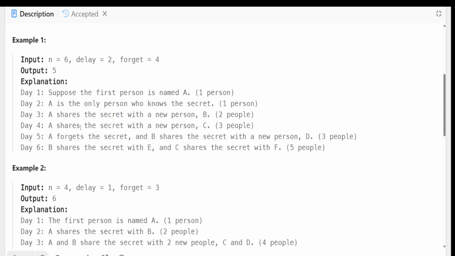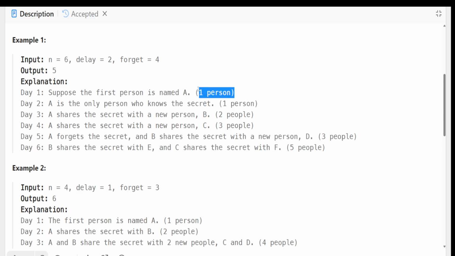So if you see the question, when we are at day 5, right? Day 5. Okay, so when we are at day 5, we know that we are taking the previous people also, right? So these things, as you can see, suppose the first person is named A.